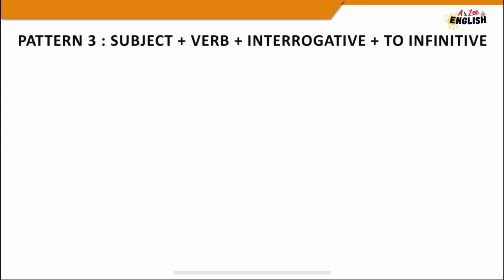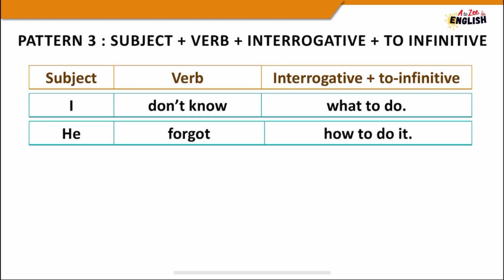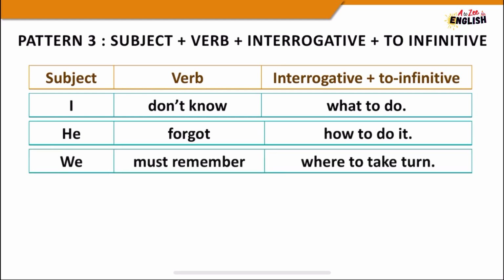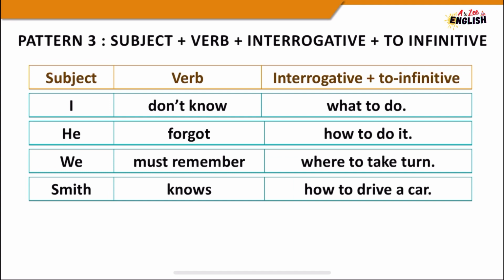The next pattern is subject plus verb plus interrogative plus to infinitive. I don't know what to do. Here the interrogative is what, and we use to infinitive after the interrogative. We forgot how to do it. We must remember where to take a turn. Smith knows how to drive a car. These are some examples of this pattern.